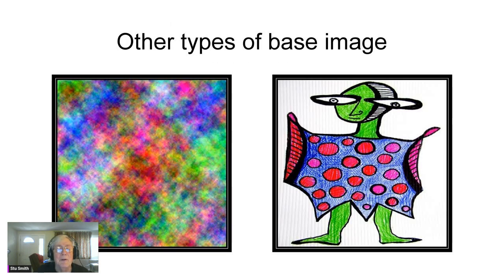Okay, still on step one here. There are other types of base images that I use. The one on the left is colored Perlin noise. If you're into computer graphics, you know that Perlin noise is a very handy thing to have when you're trying to create textures like mountains, trees, and so on very quickly and efficiently. I also occasionally use cartoons. This one by my friend and fellow artist, Anna Urson.